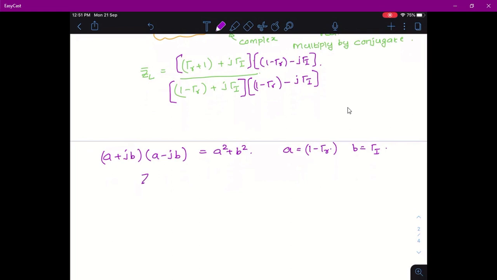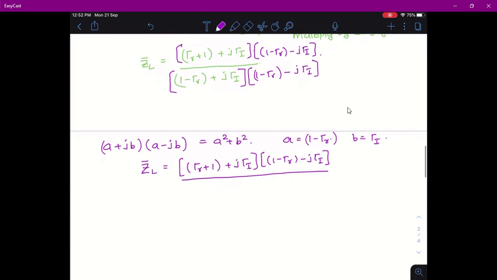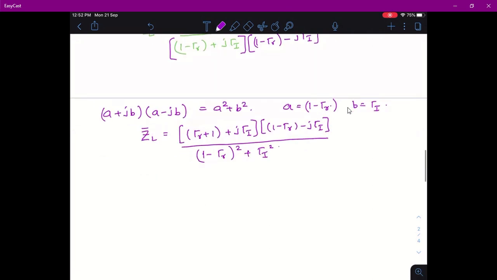So I can write ZL bar is equal to, let's not alter the numerator, let it be like that only, tau r plus 1 plus j tau I multiplied by 1 minus tau r minus j tau I, divided by, so the denominator now becomes a square, which is 1 minus tau r whole square plus tau I square, which is b square. Okay. Fine.